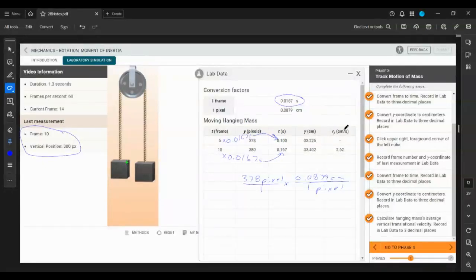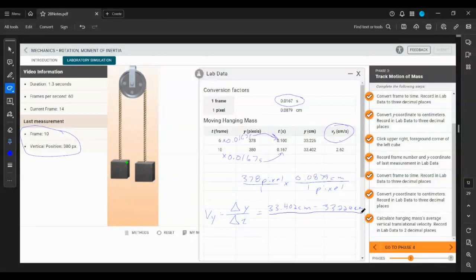Then final calculation we need to do to get started with this part, our velocity. So the Y velocity is change in Y over change in time. So our change in Y, make sure you're using the centimeters and not the pixels. But we're going to have 33.402 minus 33.226.